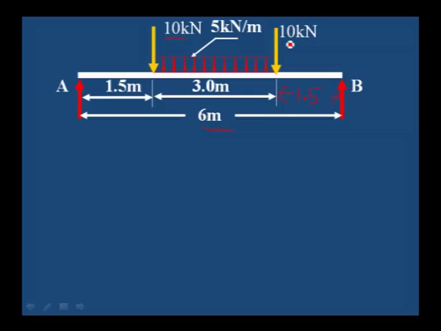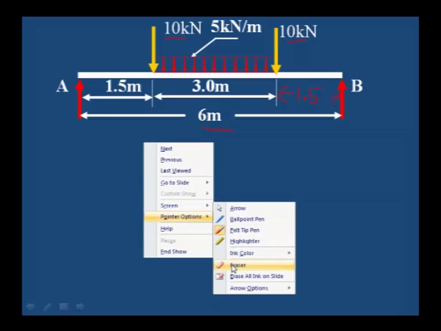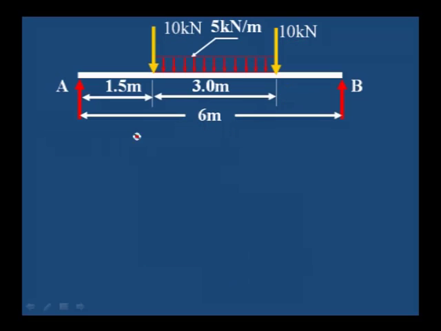10 kilonewton, which is acting at a distance of 1.5 meter from the left support as well as the right support, and a central uniformly distributed load of 5 kilonewton per meter. Since it is symmetrically loaded, we can easily calculate the reactions at A and B. How to calculate the reactions at A and B? Whatever the total load acting downward, divided by 2, we will get the reactions at A and B. If it is symmetrically loaded, without taking any moment, you can just divide the total load, and you will get the reactions at A and B.